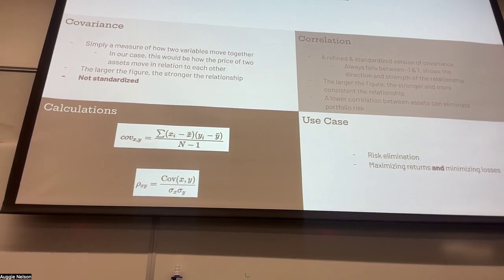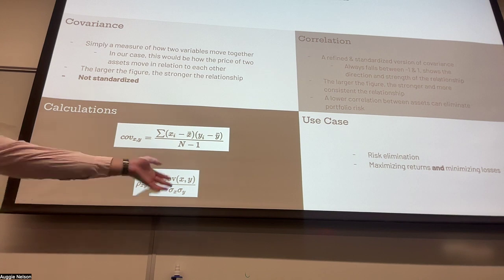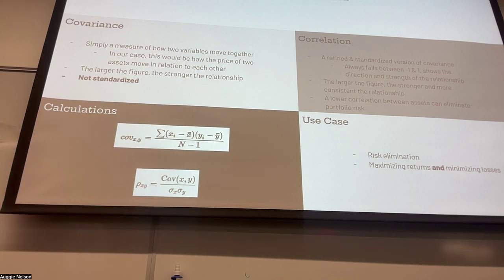Like covariance, the lower your correlation, the more diversified you can consider your portfolio. So that's the use case: these are useful for risk elimination. Obviously, you'll never eliminate 100% of your risk, but using these, you can eliminate some. And they can also help you to try to maximize your returns and minimize your losses. All right. Good. Any questions so far?